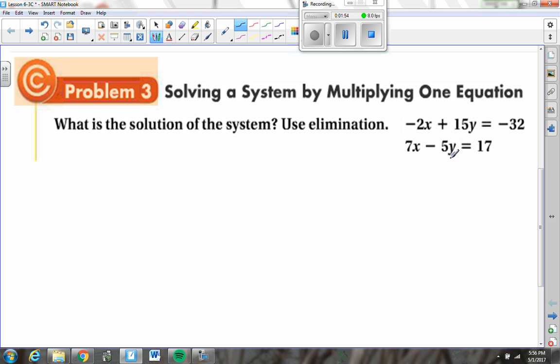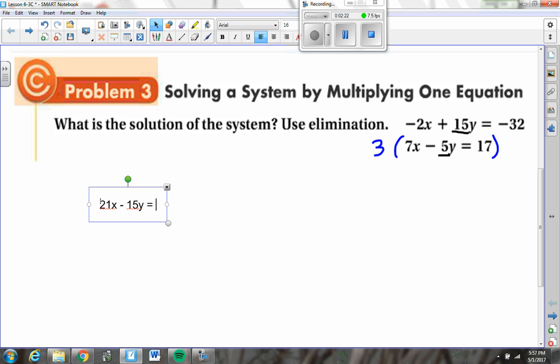So if I look at my y values, I see that this bottom equation has a 5 on the y. This top equation has a 15. The nice thing for me is that I can turn the 5 into a 15 by multiplying by 3. If I take this second equation and multiply every single piece by 3, that equation will now say 21x minus 15y is equal to 3 times 17 is 51. The top equation is going to stay the same. It's still negative 2x plus 15y equals negative 32.